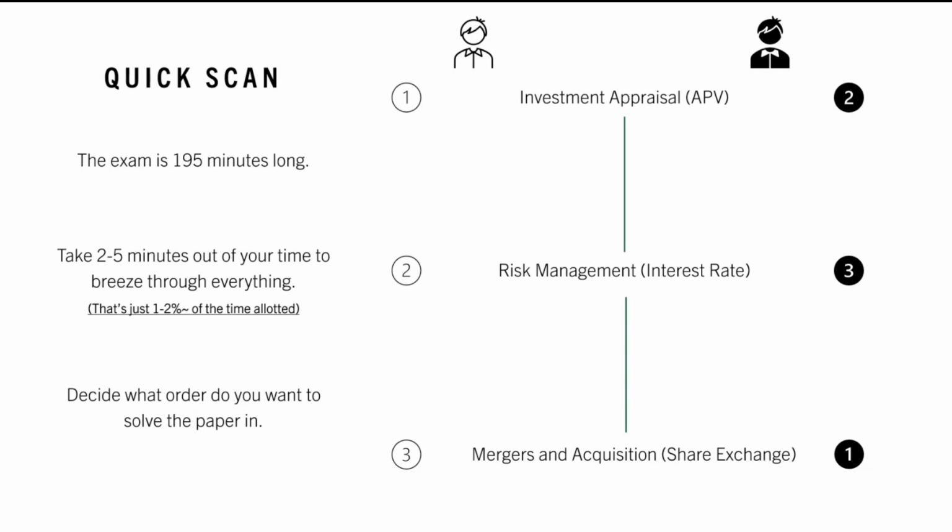What I personally recommend is starting with your strongest sector. Do not start with your weakest because it will set a lower confidence level for the rest of the exam, which is not good. So start off with the question you're most confident about, which would have happened if the person viewed all the three questions. Because if they had, they would have figured out that maybe they should start with mergers and acquisitions, which is share exchange, because that is their strongest suit. Maybe APV is not their strongest suit. And then they would have progressed in order of the questions they are comfortable with.